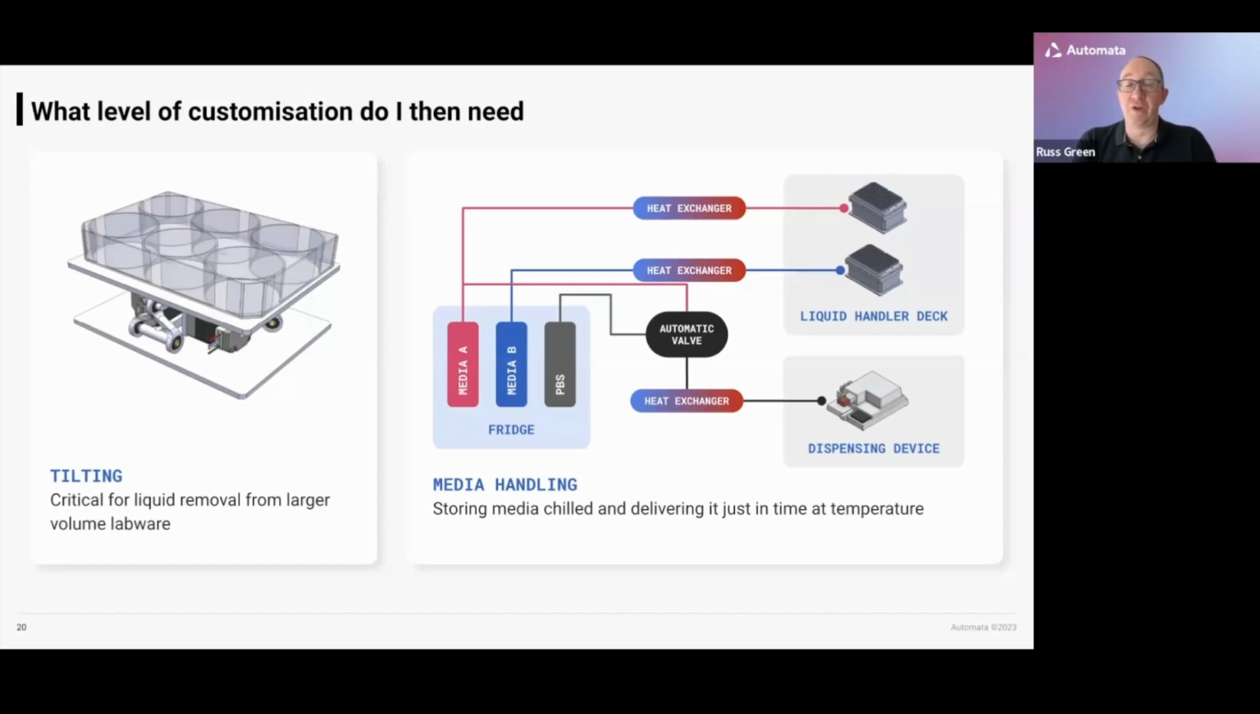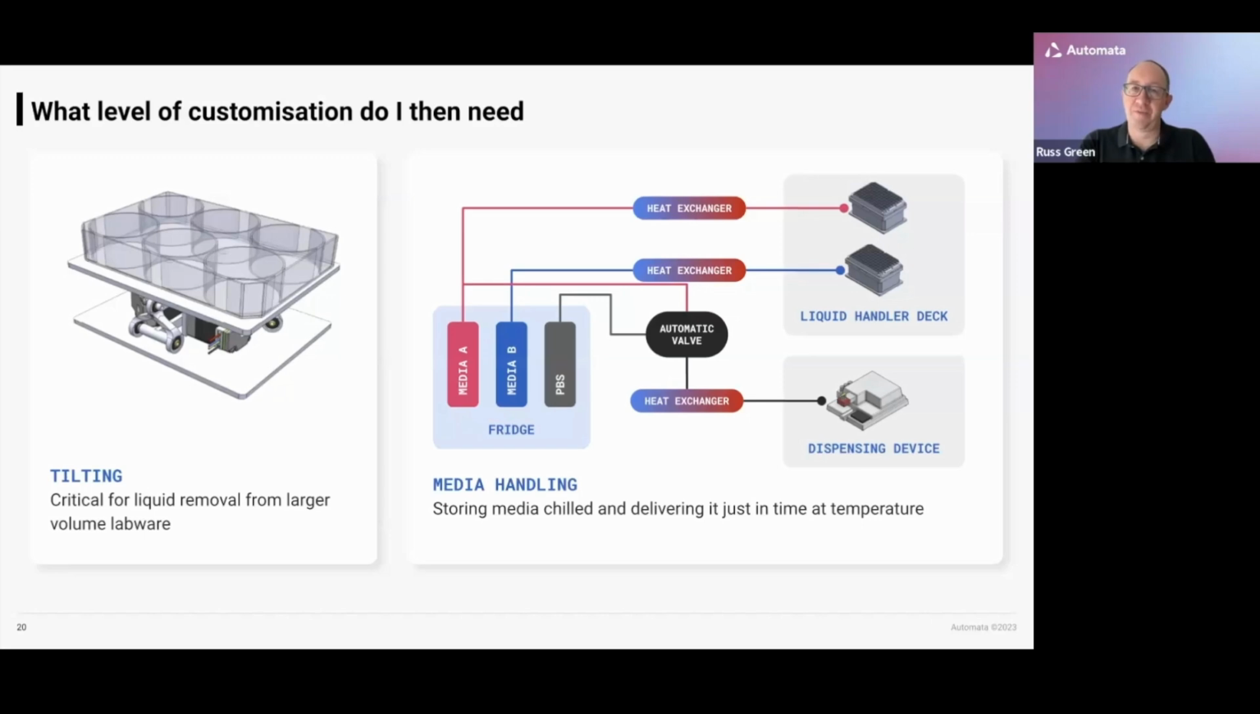The other piece, which requires a lot more thought and a lot more specificity when it comes to a particular individual client system, is how we're going to handle the media. There are some things which just remain pretty much always true. We're going to have a fridge to hold our media cold, and we're going to have something that warms up that liquid as it enters our liquid handler or dispenser.